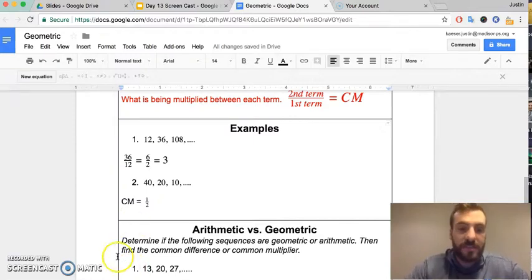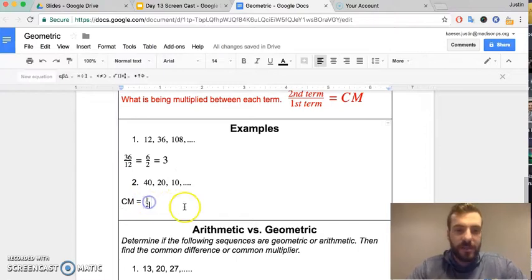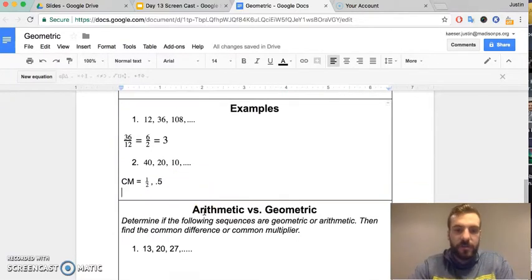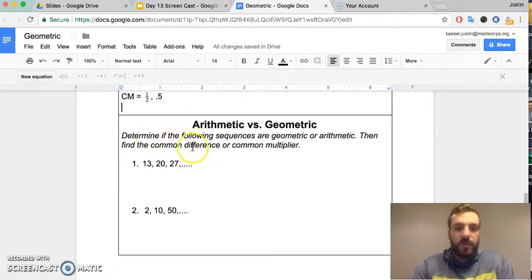You could do 20, the second term. 20 divided by 40 is 0.5. You could also say it is 0.5. If you don't want to say 1/2, you just say 0.5. They're the same thing. So we only do multiplication. So real quick, pause the video again. Determine if the following sequences are arithmetic or geometric, and find their common difference or multiplier. Go ahead, pause the video, and try that out.